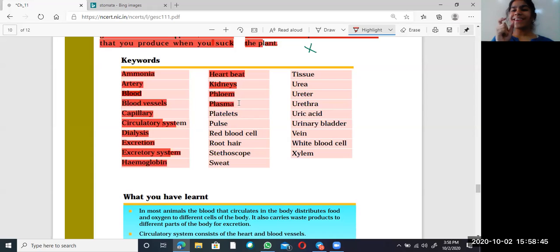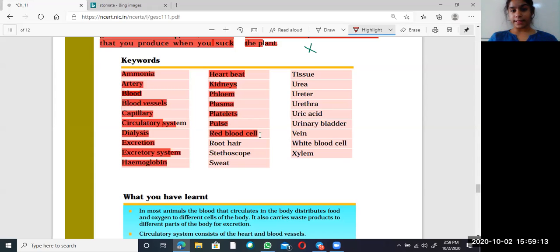Plasma, it's the yellow sticky liquid which is present in your blood that carries all important things in your cell. Platelets, these are those cells, everyone, which help in the clotting of the blood. आपको चोट लग जाती है, it gets covered because of the platelets present in. Pulse, what's pulse?